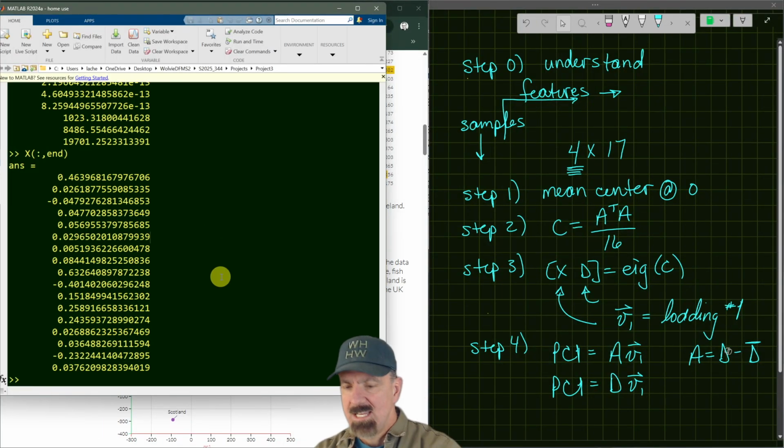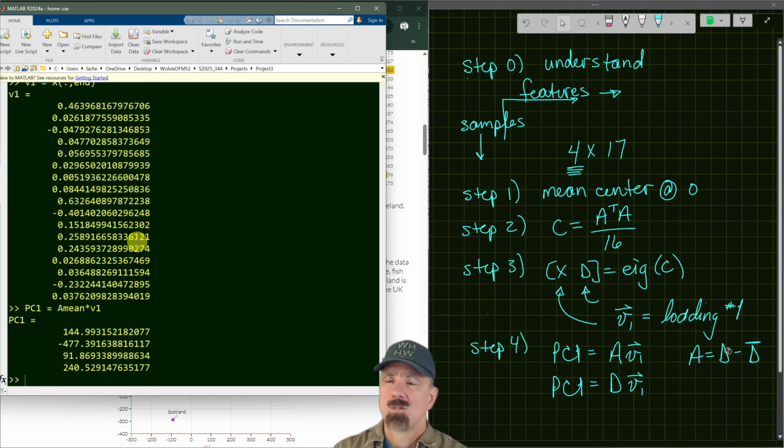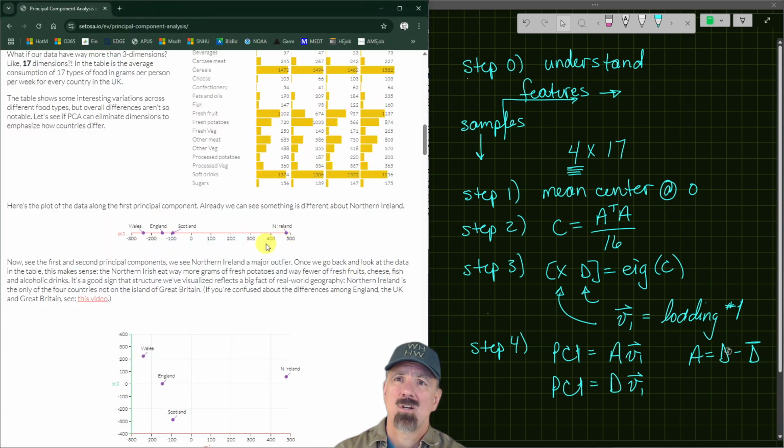So this was the answer. Let's actually call this V1. This is our first loading vector. So if we take our A mean times V1, that's going to be principal component 1. Principal component 1 looks like this. Got a negative 477, and then we have 3 positive values. And let's take a look at what that looks like. 477 and 3 negative values.